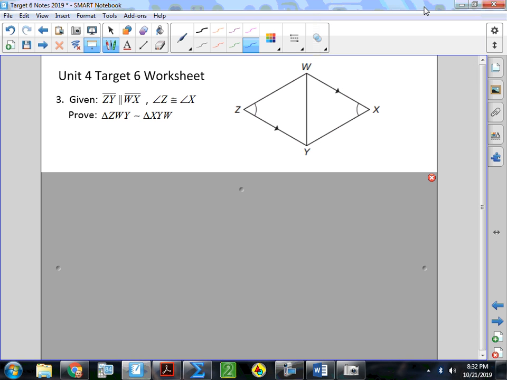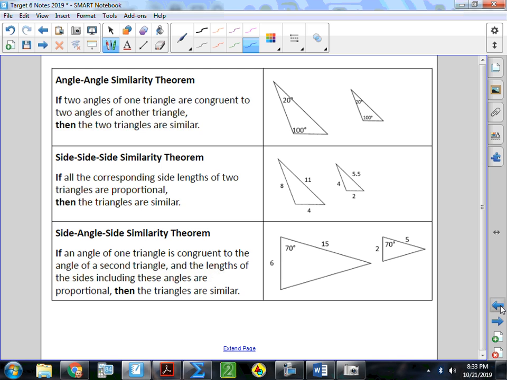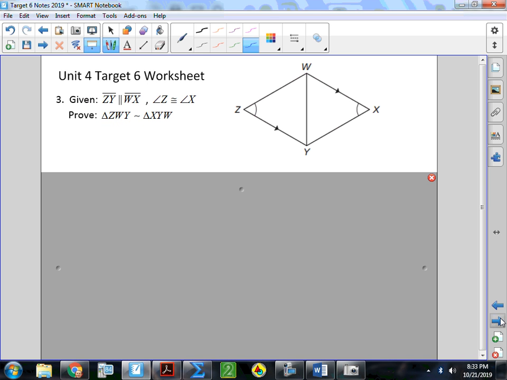Okay, number 3 in the worksheet, we're given parallel lines and a congruent angle. Again, no sides, so I'm going to be working with angle-angle similarity. I need to show 2 angles because I'm not given any sides, so I'm not using either one of those. So I have a pair of parallel lines. Parallel lines always give me some type of congruent angle, and I have another congruent angle. So there's my 2 sets. I just need to find the first one technically.